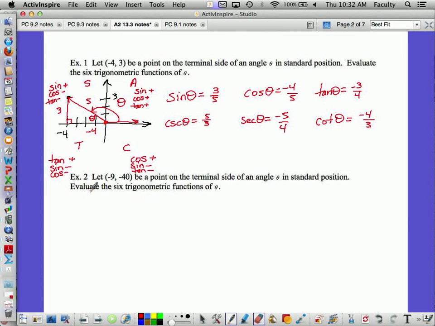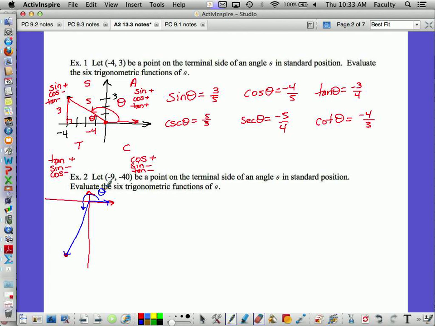All right, let's try it again with example 2. And when you're doing these, we don't need to have tremendous detail, because I don't want to figure out where negative 40 is. So go left a little and down a lot, okay? We're just trying to figure out where this is. So let's draw the angle. This is the angle theta.